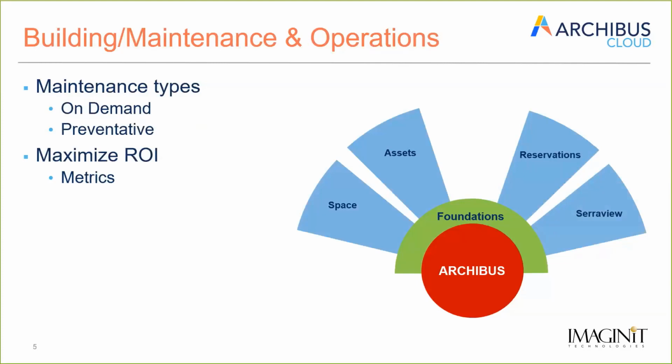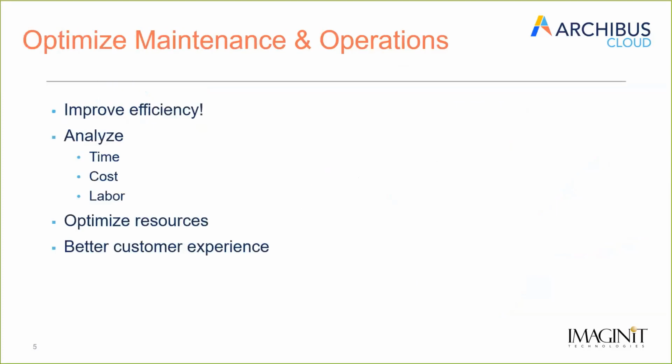Maintenance, I'd like to tell you, is rocket science, but generally there are two types: on-demand maintenance and preventive maintenance. As you start to implement systems, the real key is to maximize your ROI on your maintenance by pulling different metrics as you work through your process. From a value-add perspective, if you can optimize your maintenance, you can save money and increase your bottom line. So the goal really is to increase efficiency.